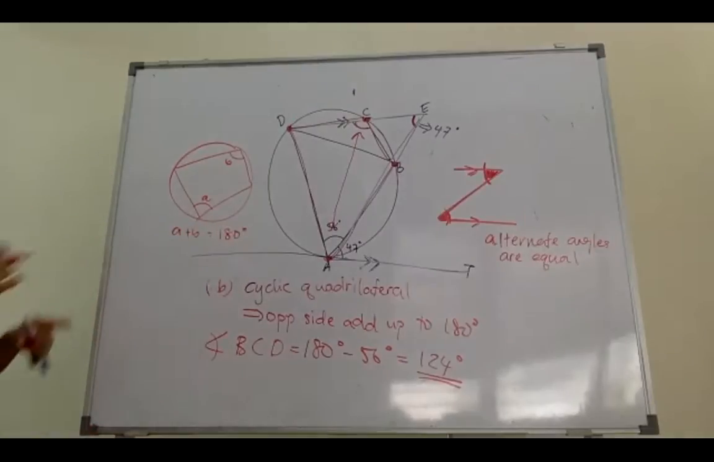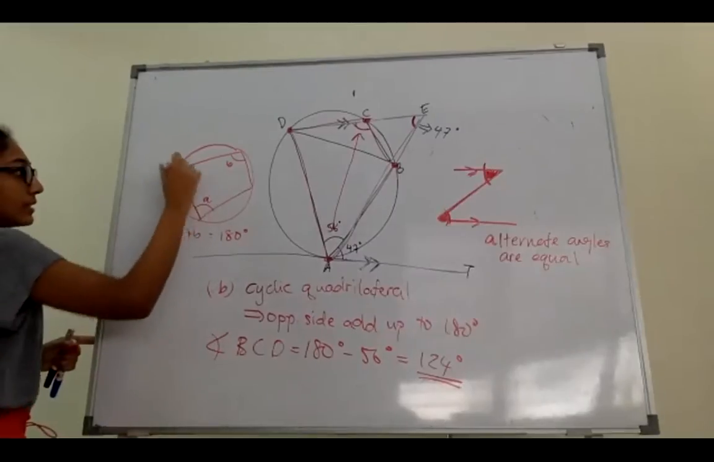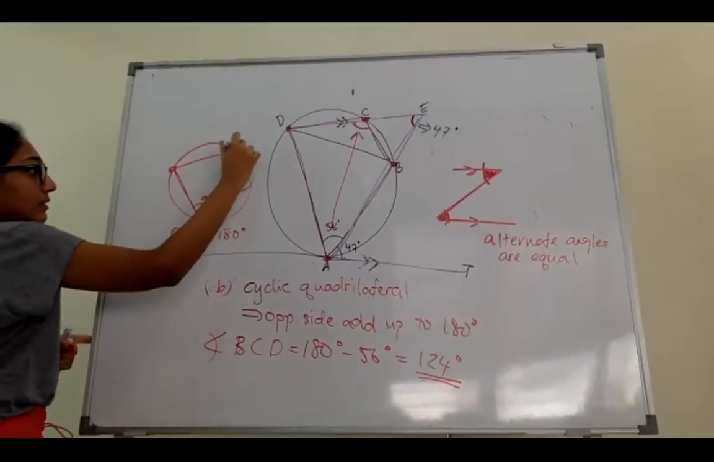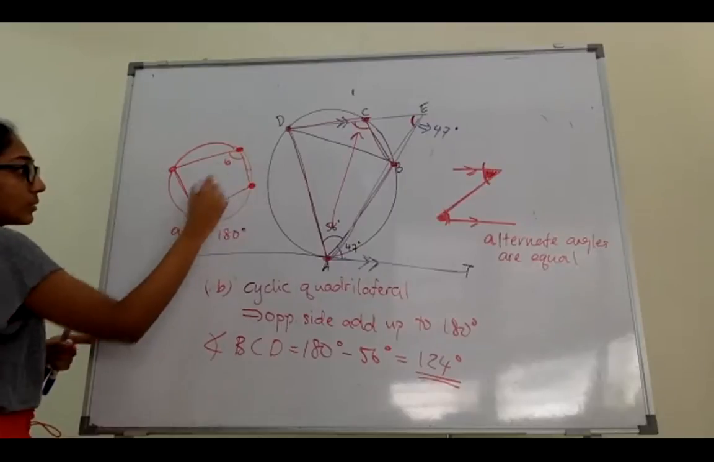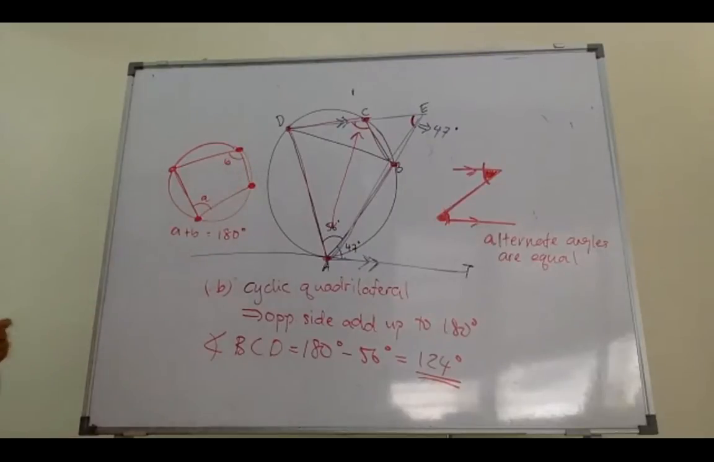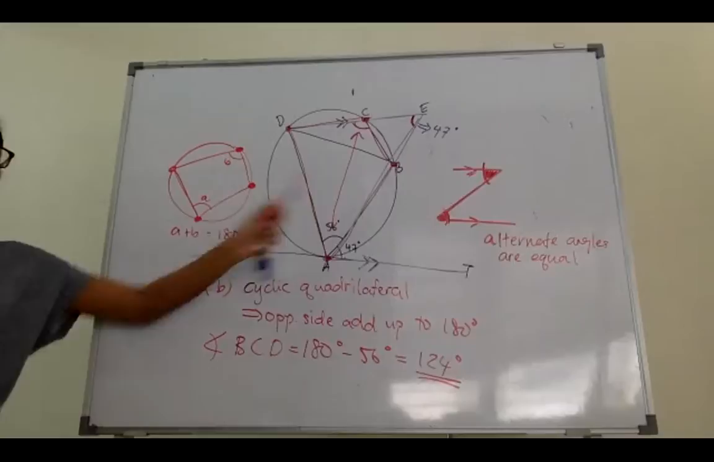That's the rule. When I have all 4 corners touching the circumference, the opposites will equal 180. So that's the rule I'm using for that.